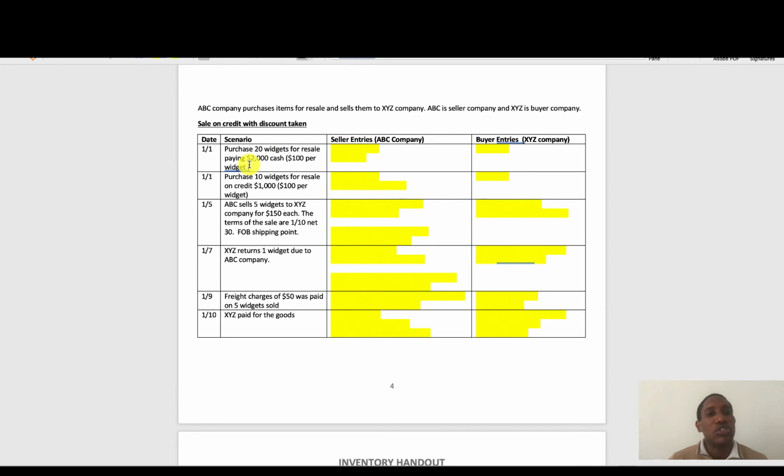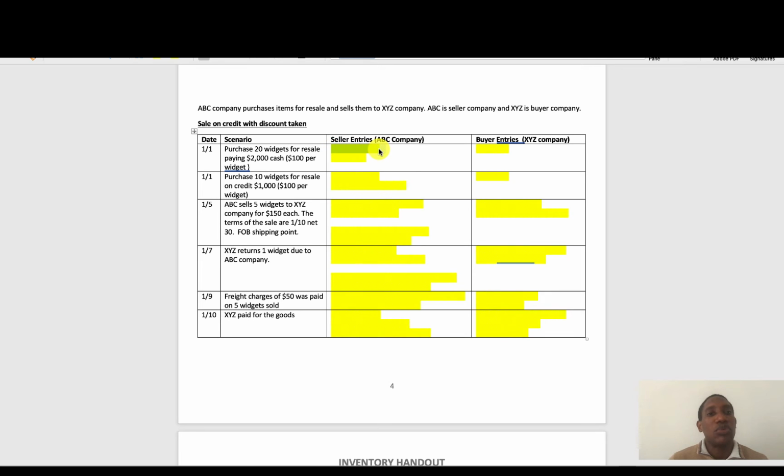So here's the scenario. I'm going to do the entry for the seller and do the entry for the buyer. Again, ABC is the seller, but before ABC can sell, ABC first has to buy, because remember, what is inventory? You buy something that you then resell, right? So ABC purchases 20 widgets for resale, paying $2,000 in cash, $100 per widget. Okay, so ABC buys these widgets with cash.